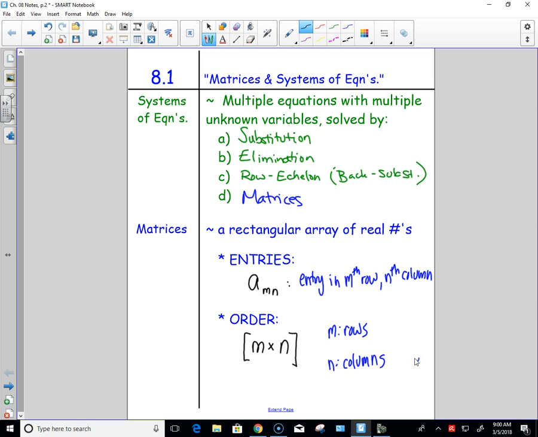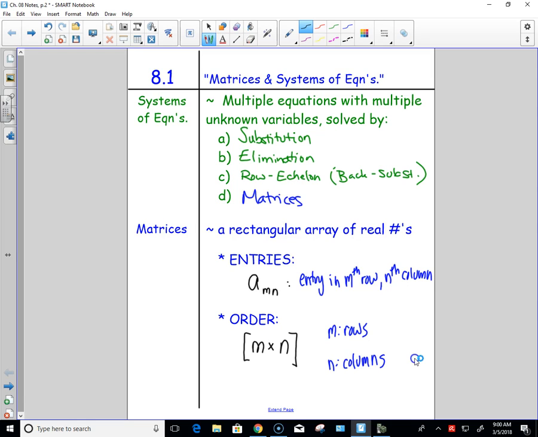Okay. Solving systems. Substitution. It's good. Elimination. It's great. Row echelon. It's hard, but it's for harder problems. What can you say, right? It's hard, but it's for harder problems. Matrices. Okay. Matrices. We're going to see a little bit more.